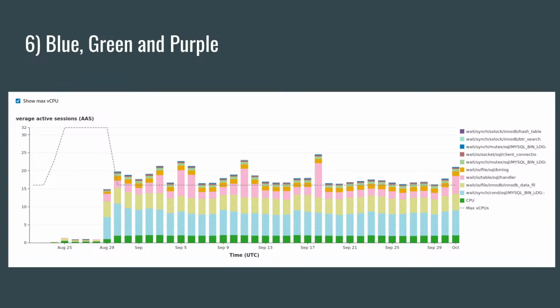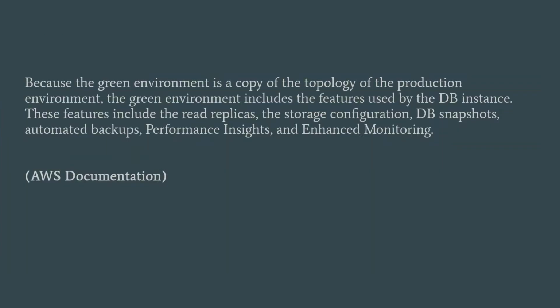Blue-green, called blue-green and purple. This is a graph from a recent one from Performance Insights. I was surprised that I had no data before August 25th, and the data for 4 days after was not that significant, let's put it this way. And there was no data before August 25th. So I checked the documentation. I had just done a blue-green deployment that day.